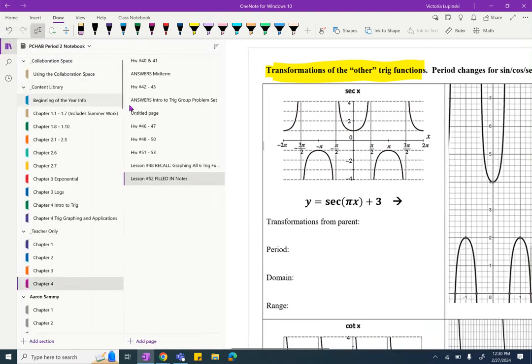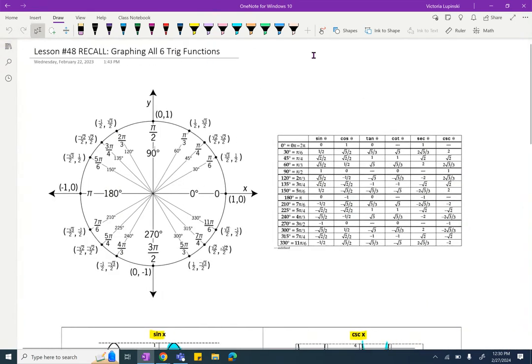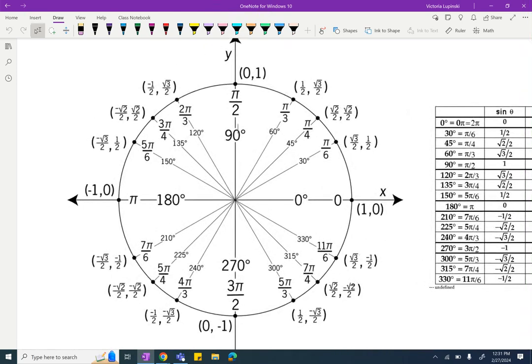Before we do this though, let me just draw your attention back to lesson and homework 48. This was where we saw all 6 trig functions for the first time. So please go back and review these notes if you need to. Remember, of course, these are the ordered pairs of the unit circle. If we go around and gather up the y values, that's the sine. If we do the y over the x, that's the tangent, and so on and so forth.